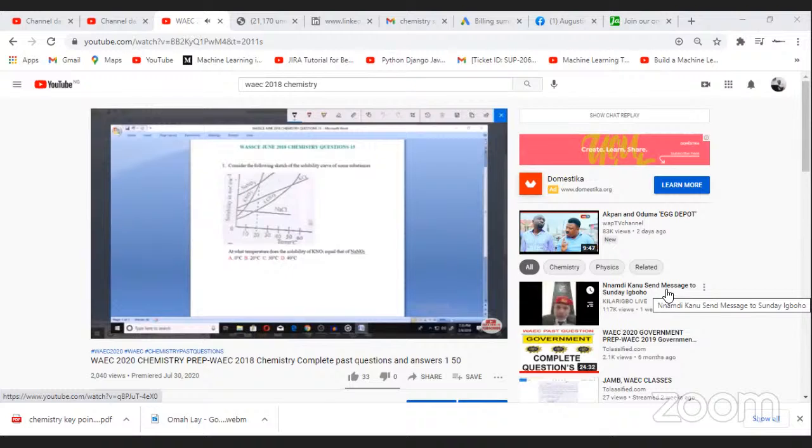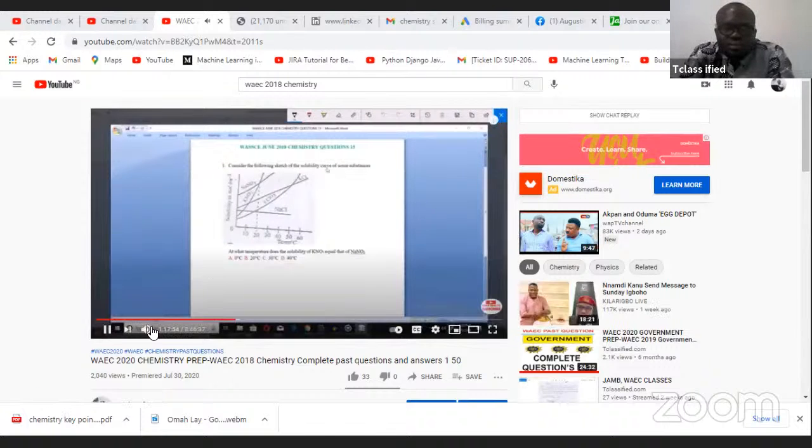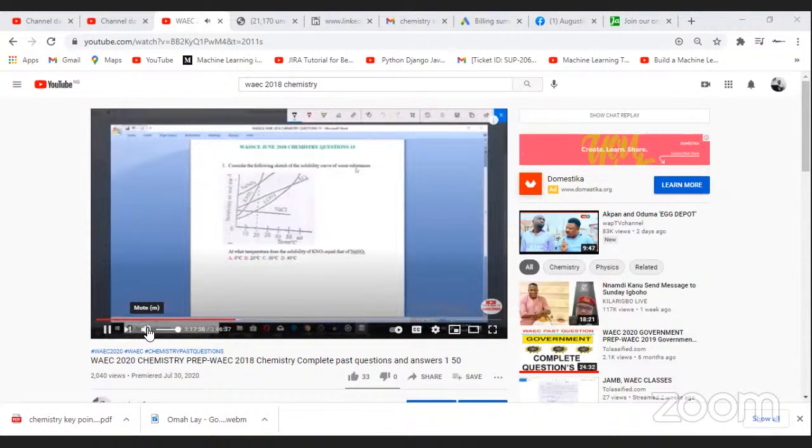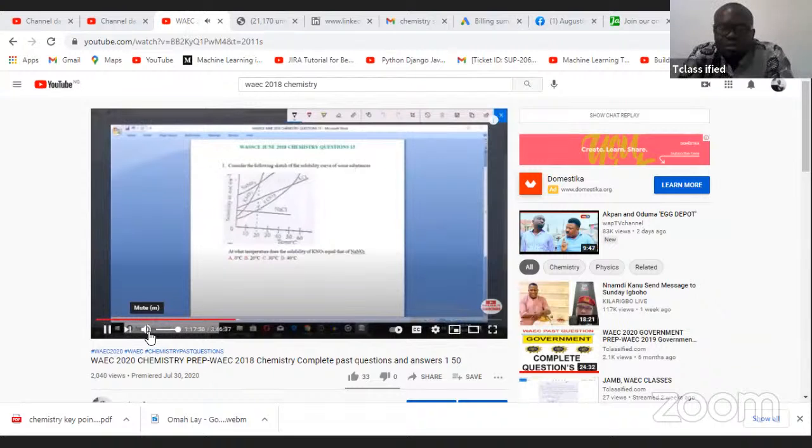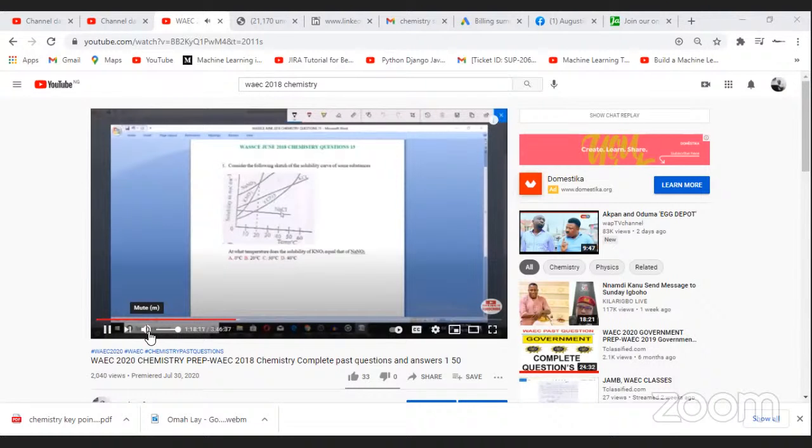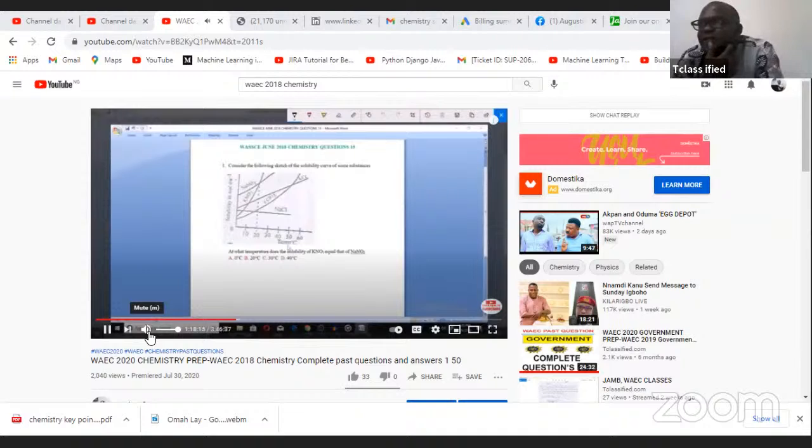WAEC 2008. Sorry, you said when the pressure decreases, the water will... This is the case. It will boil at a lesser temperature than the normal temperature that it would have boiled at normally at atmospheric pressure. Is that good or bad? These are the substances.